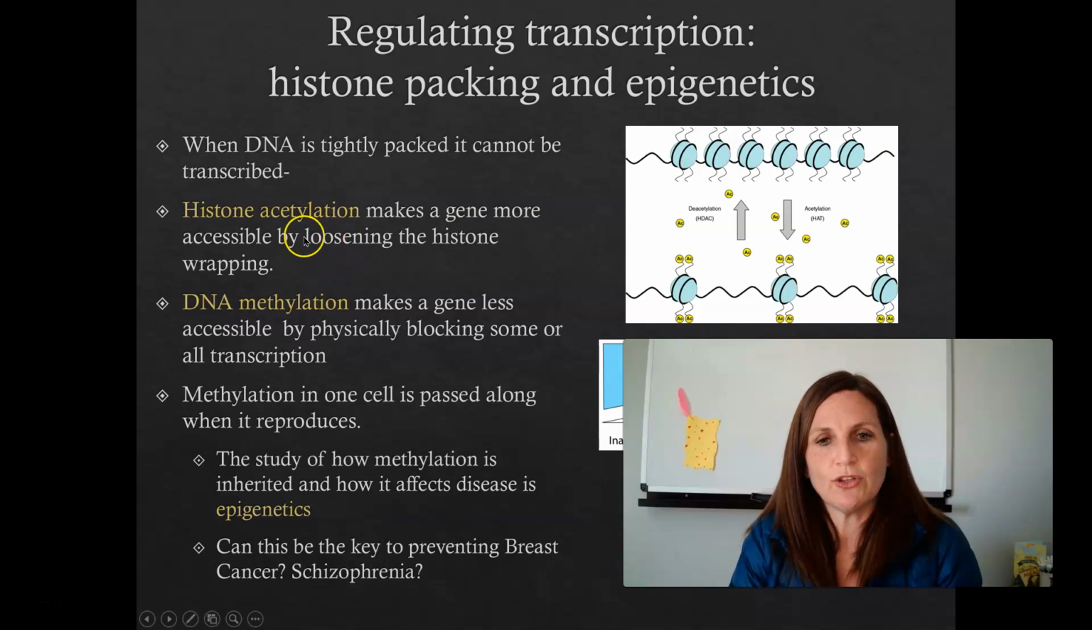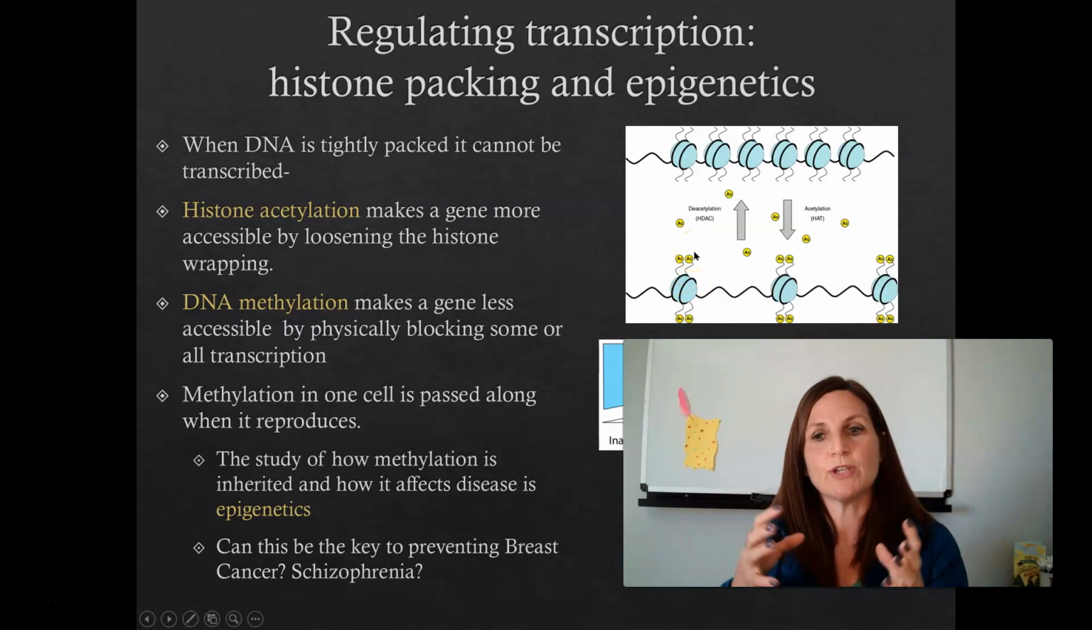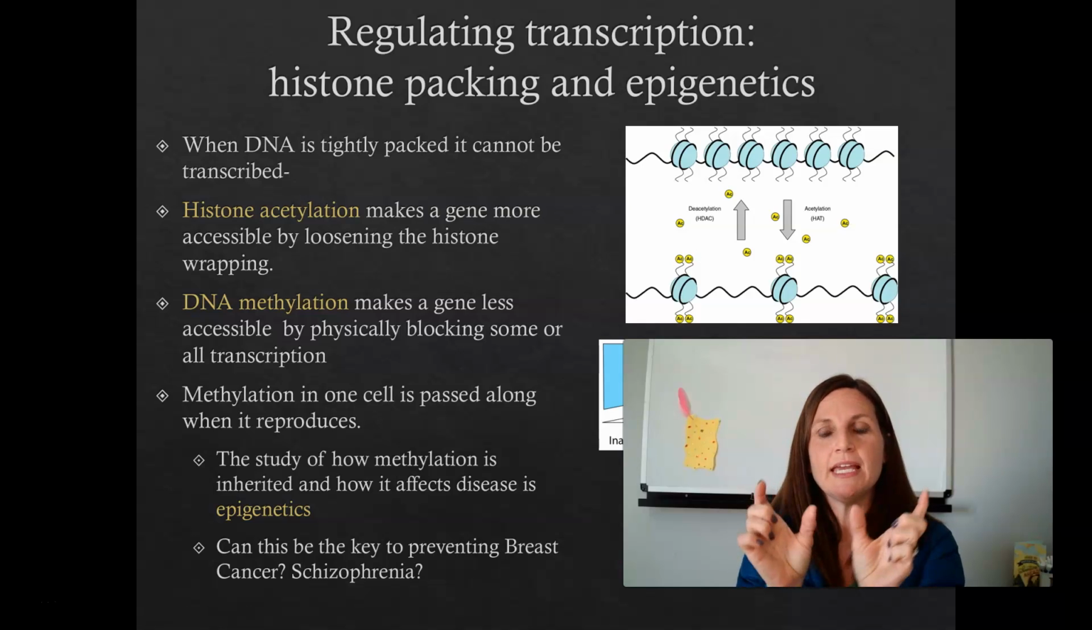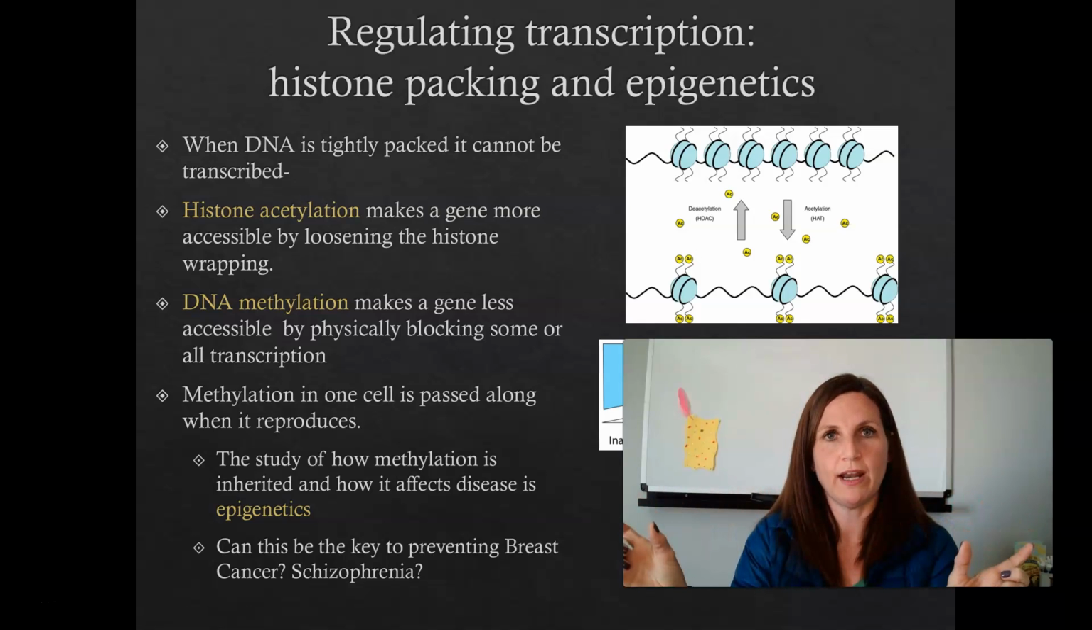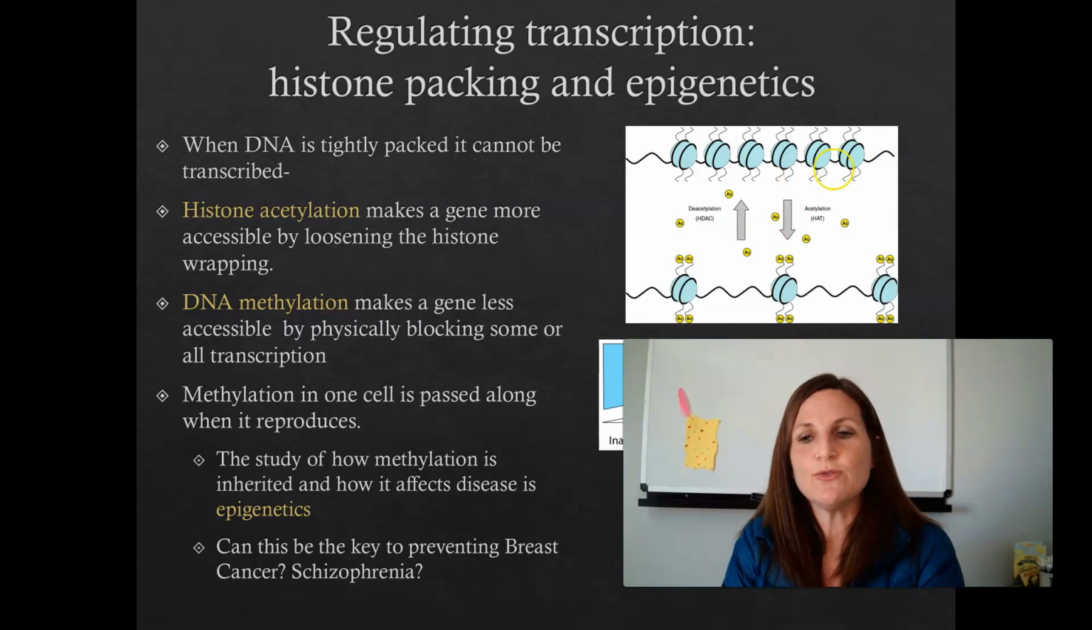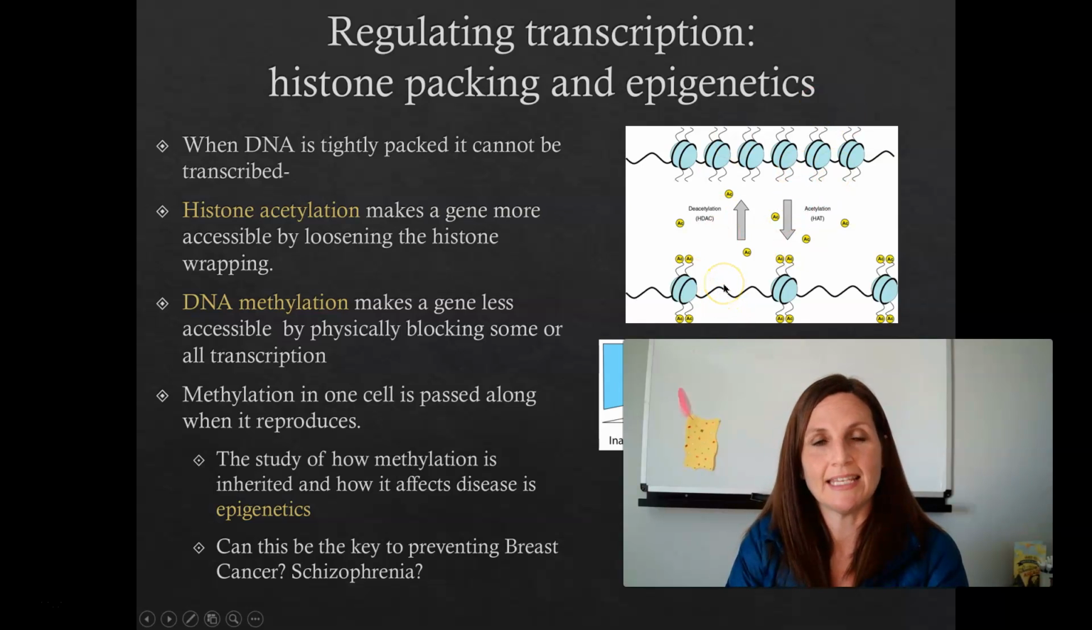So the first thing we need to look at is histone acetylation. An acetyl group, these little yellow dots, is a chemical group. And those groups can be added on to histones. And so as we add the acetyl groups onto histones, the histones move away from one another, loosening and unpacking. And so what this allows us to do is to get access to the DNA that's in here.